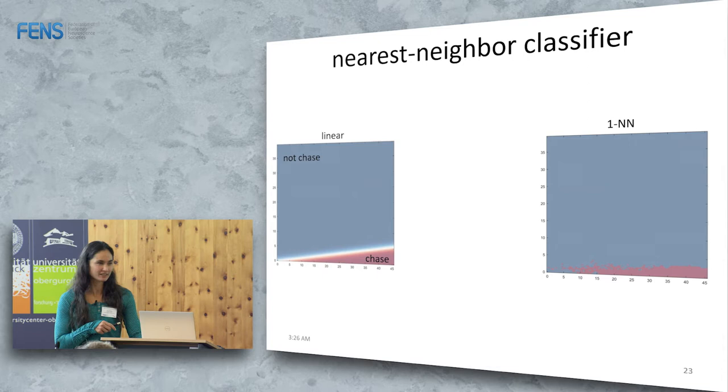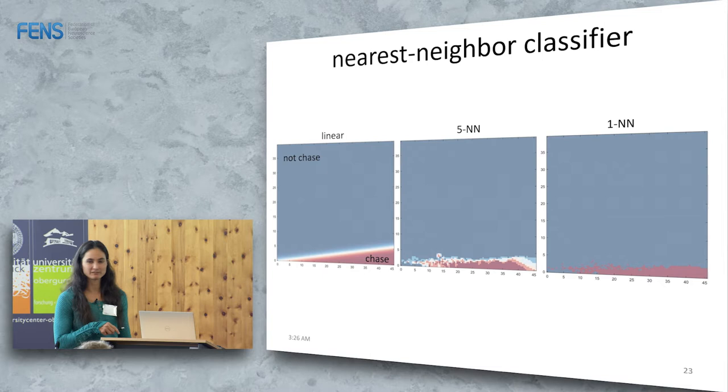So this is what a one nearest neighbor classifier would look like. So you're only looking at your single nearest neighbor. And then a five nearest neighbor is a little bit smoother version of this. So you're looking at your five neighbors and you're letting them all vote. So the thing that's good about the nearest neighbor classifier is you can learn arbitrarily complex functions, right? So if the relationship between speed and distance between flies and whether they're chasing or not is really complicated, you can fit that function exactly. Any questions so far on that?